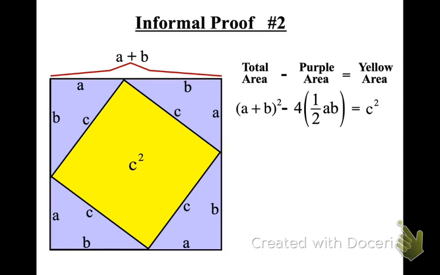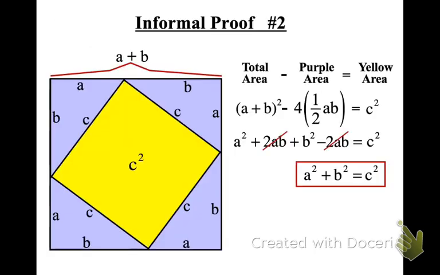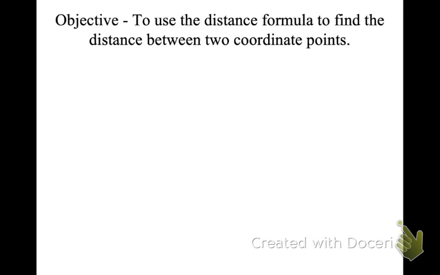So if I now multiply that out, FOIL it, we get A squared plus 2AB plus B squared. And then I'll end up with minus 2AB, right? Because those will cancel, equals C squared. And then what we get is A squared plus B squared equals C squared. So that's proof number 2. All right, so that is the Pythagorean theorem. Now I'm going to do another mini video on the distance formula, but I'll stop the video now.